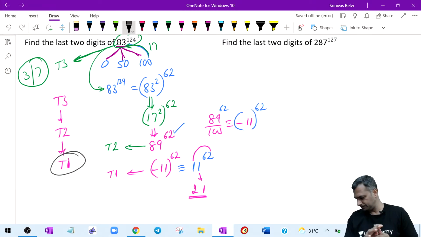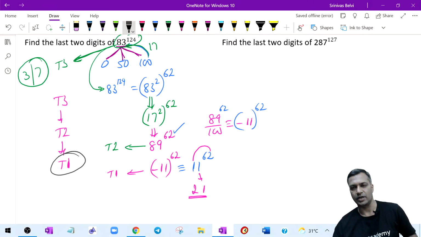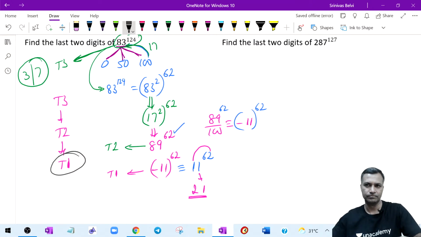Okay, good. That's why I classified. We classified, but then we bring everything back to type 1. Very nice, guys. Everybody is understanding. Very good response.